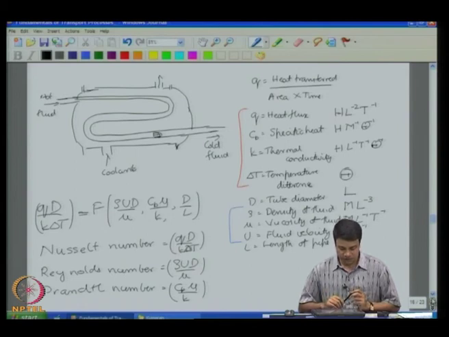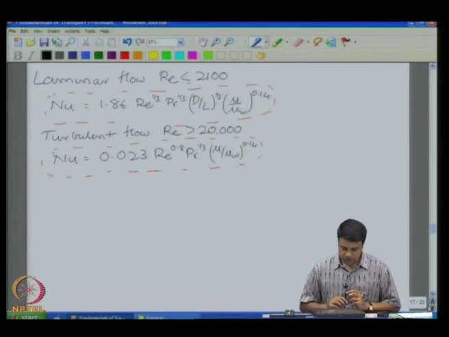And we got q d by k delta t as one dimensionless group. The Nusselt number is a function of the Reynolds number, the Prandtl number, and the ratio of d by L. And correlations are available in literature in various regimes which tell you what this relationship is.